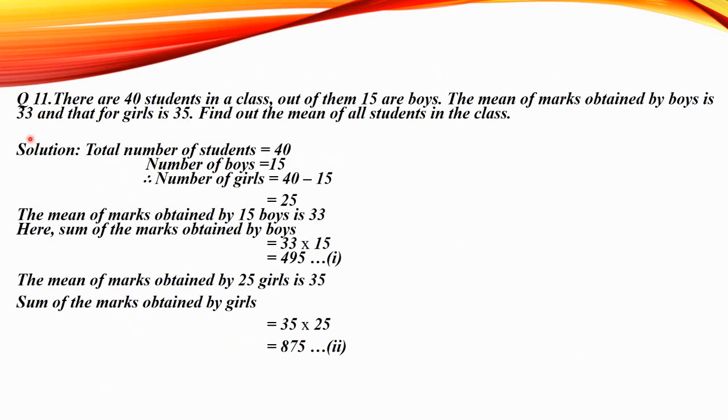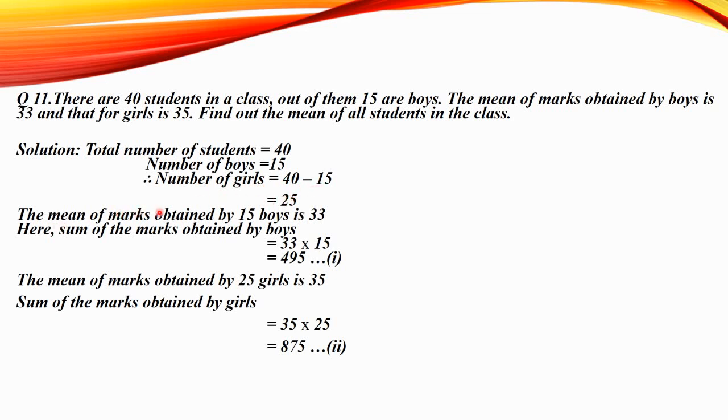Question number 11. There are 40 students in a class. Out of them, 15 are boys. The mean of marks obtained by boys is 33 and that for girls is 35. Find out the mean of all students in the class. The total number of students is equal to 40. The number of boys is 15. Therefore, the number of girls will be 40 minus 15, and that is equal to 25.